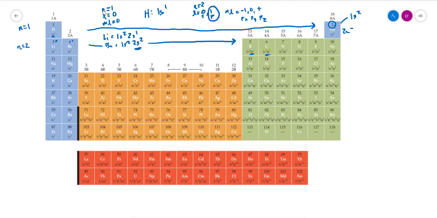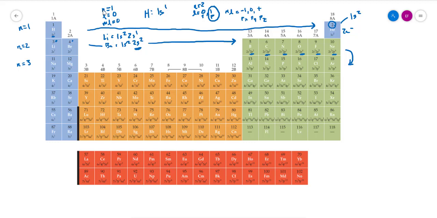Carbon, we can go into 2p2, nitrogen 2p3, oxygen 2p4, fluorine 2p5, and then neon gets this nice 2p6. So we've rounded it out. We've packed everything we can into the n equals 2 shell. That means we need to jump down a row, and we've got to expand our shell to the n equals 3. And this continues, right?